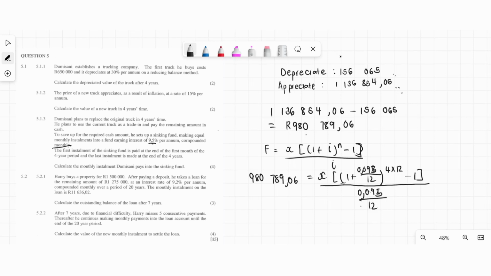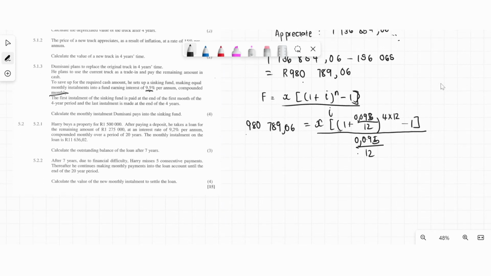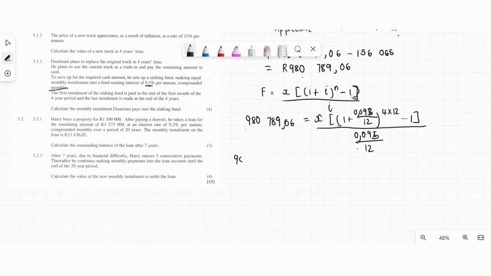Then we're going to take this one here and multiply to get rid of the denominator on the other side. So you're going to say, then you do not simplify it, you don't use the calculator. We're going to divide both sides by this side. So we're making X the subject of the formula here.